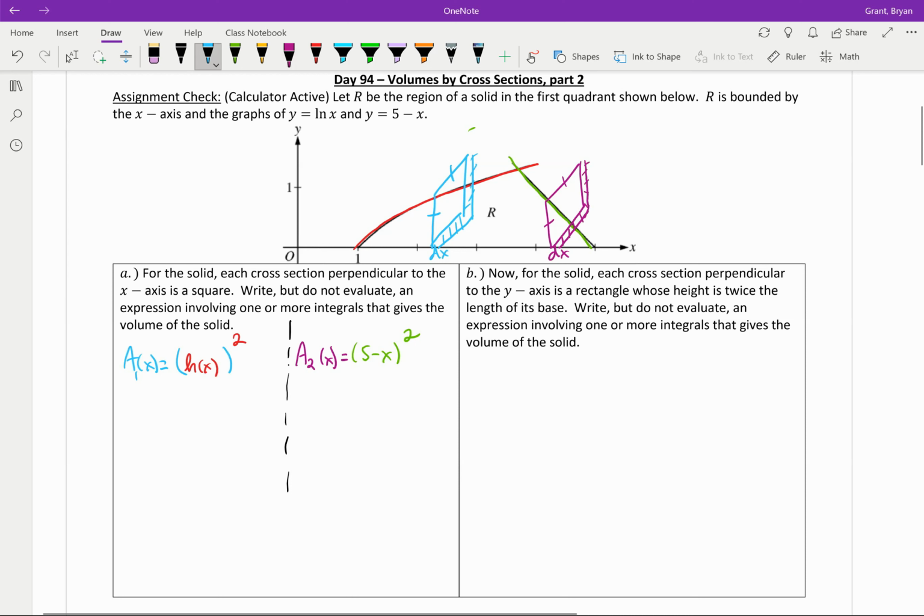So let's get our volume functions. My first volume function is again going to be my natural log of x squared, but to give it that third dimension we need to multiply by dx. And same thing over here. V sub 2 of x is going to be 5 minus x squared, but the width is dx. Okay, we're doing all right.